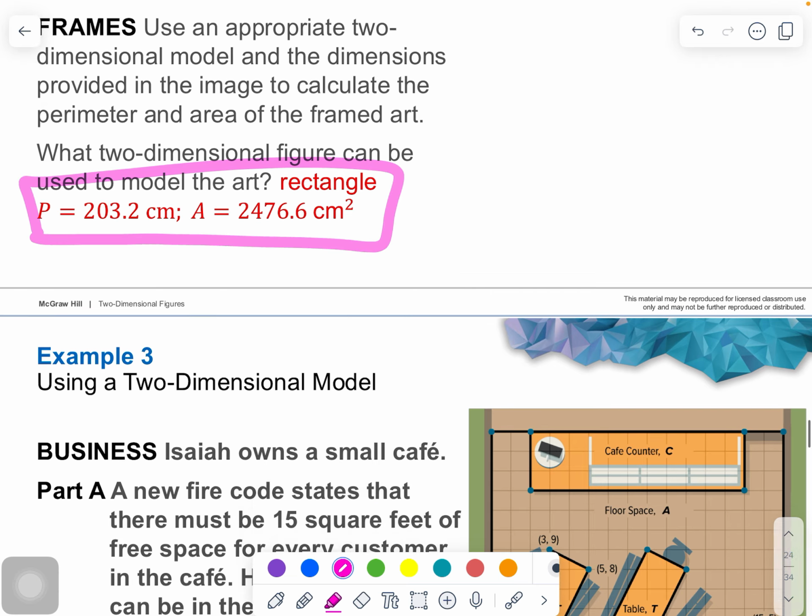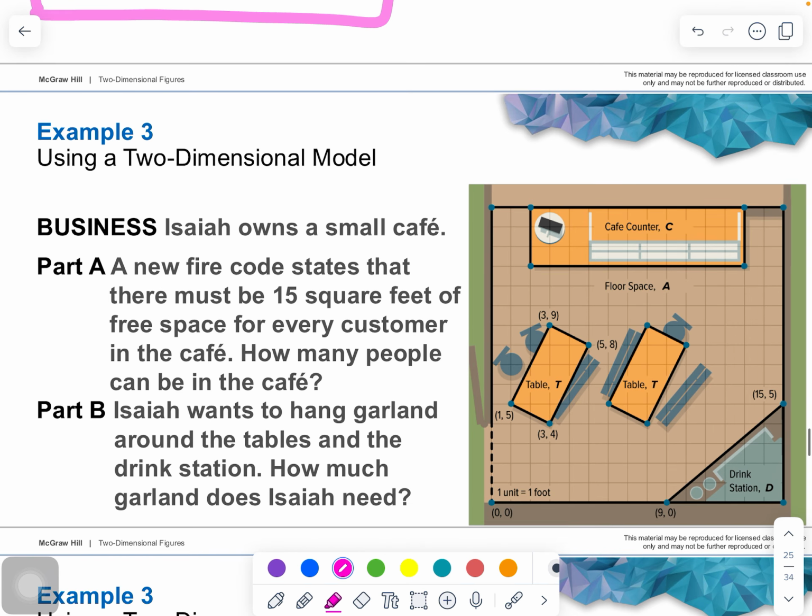Last. Isaiah owns a small cafe. A new fire code states that there must be 15 square feet of free space for every customer in the cafe. How many people can be in the cafe? And Isaiah wants to hang garland around the tables in the drink station. How much garland does he need?